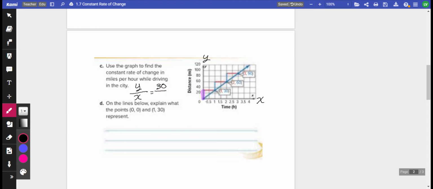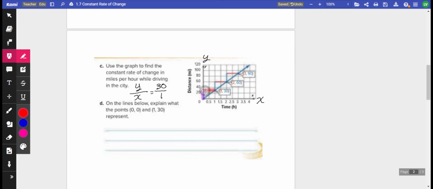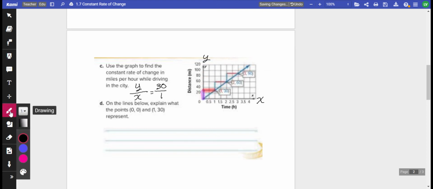Then for my x values, it's increasing by 1 every time because we go from 1 to 2, 2 to 3. You can also look at the graph and see that horizontal value. So this is meaning for the constant rate of change that you are driving 30 miles per hour. And you can just write it as 30 mph.